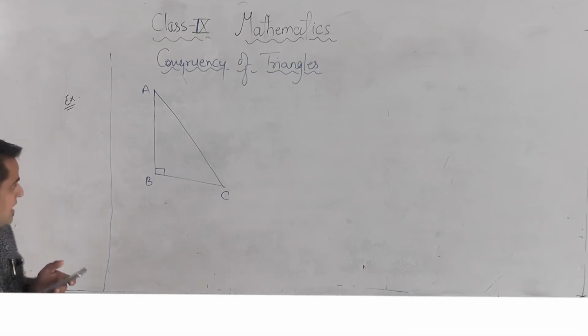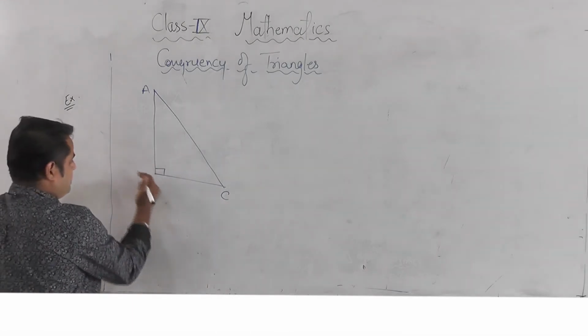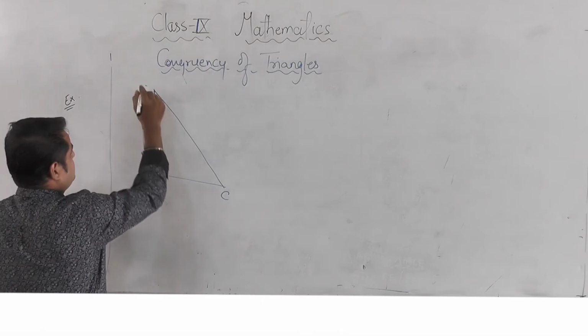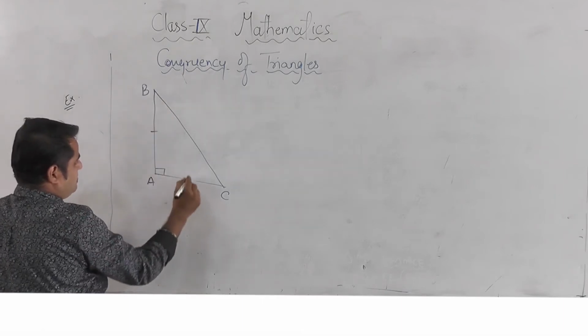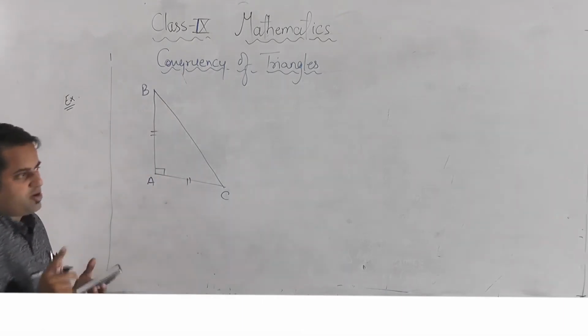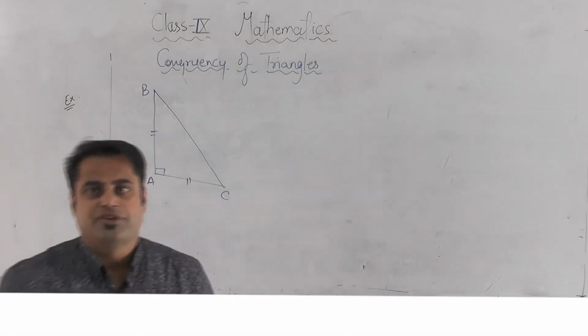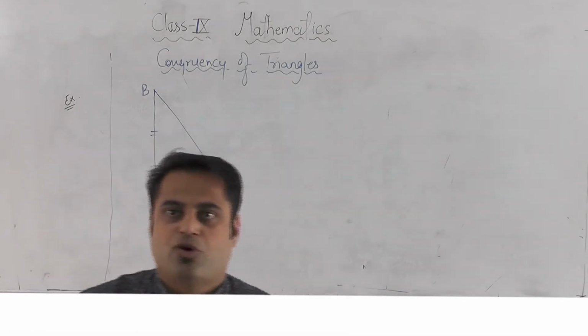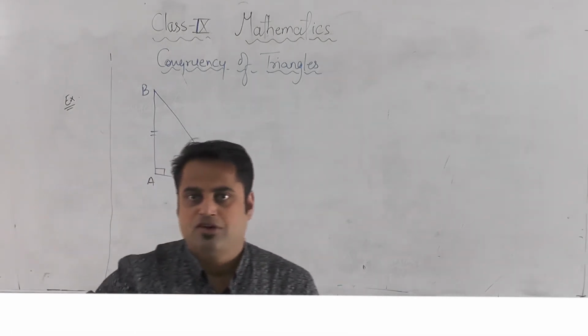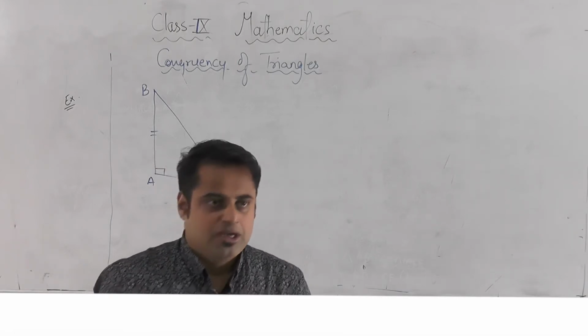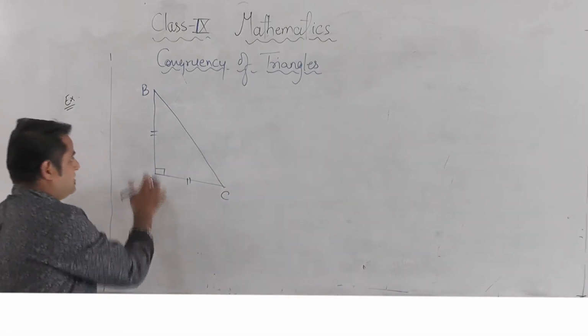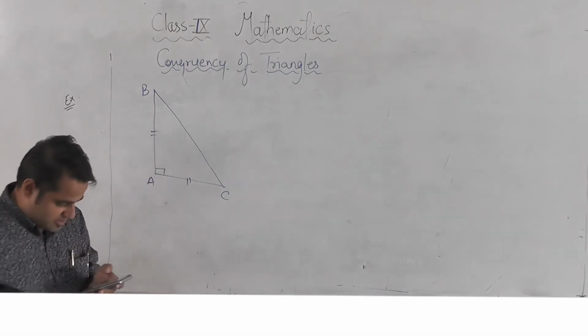AB and AC are equal. AB and AC, so that this A will come like this. So AB and AC will be equal. Remember always that in a right angle triangle, the hypotenuse is the greatest side, so it won't be equal to any of the other sides. So I am taking A as a center, so that AB and AC can be equal.